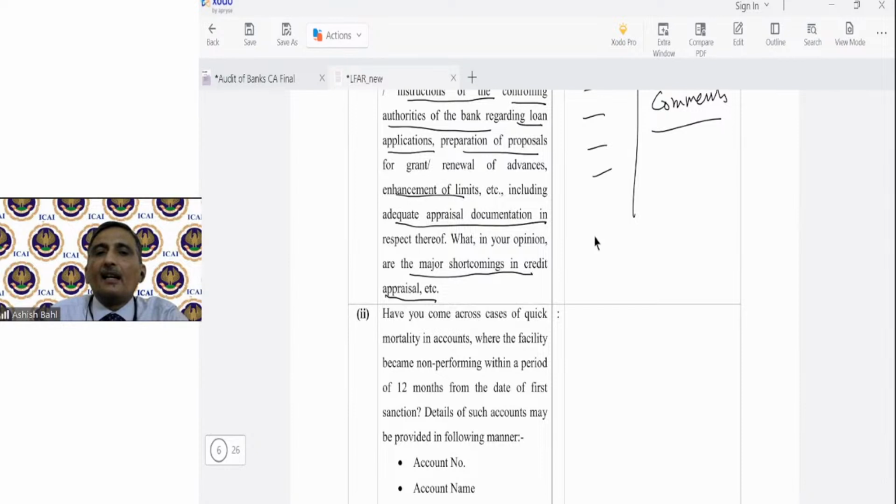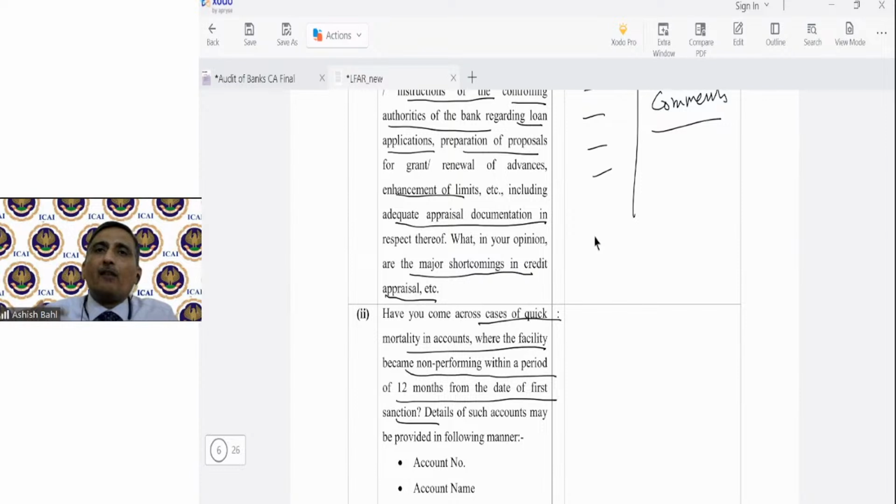Another question is, have you come across cases of quick mortality in accounts where the facility became non-performing within 12 months of the date of first sanction? So what are quick mortality accounts, students? Say an account is sanctioned on 1st April 2022, and it has become NPA on 31st December 22. Within 9 months, it has become NPA. In banking language, we call it quick mortality. Account बहुत जल्दी खराब हो गया. The party has defaulted in a very short span of time.